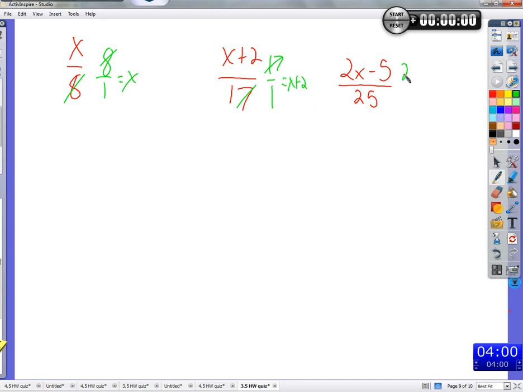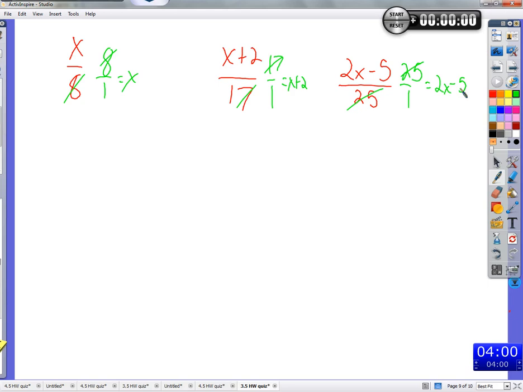What happens when I multiply this by 25? What's left? You just get 2x minus 5. 25 divided by 25, we get 2x minus 5 times 1. That doesn't change anything. Divided by 1, that also doesn't change anything. We're just left with 2x minus 5.